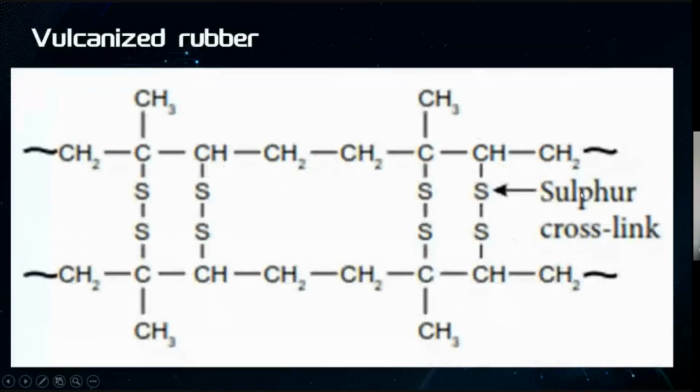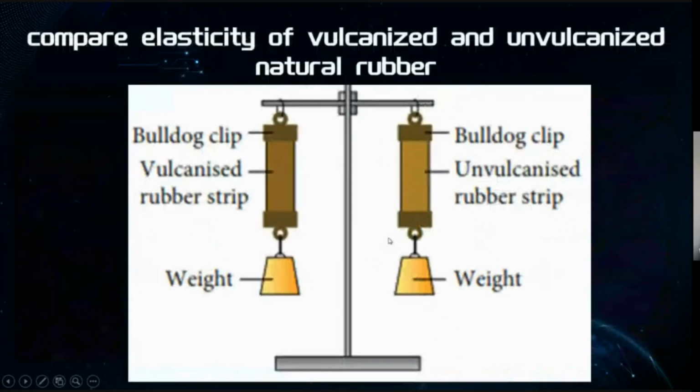But here is a vulcanized rubber. It forms sulfur crosslinks, like this. So it makes it more elastic. Very difficult to slide over one another easily. And then when you release the force, it returns to its original shape. Then this is to compare the elasticity.